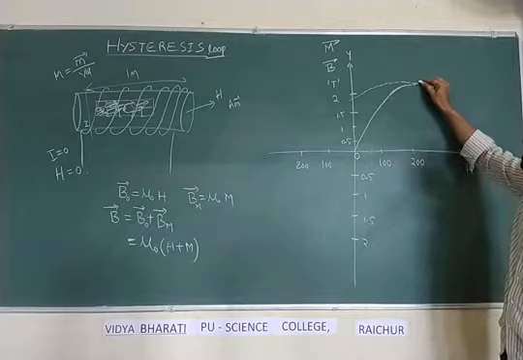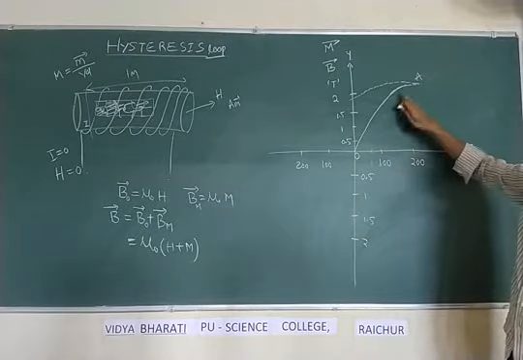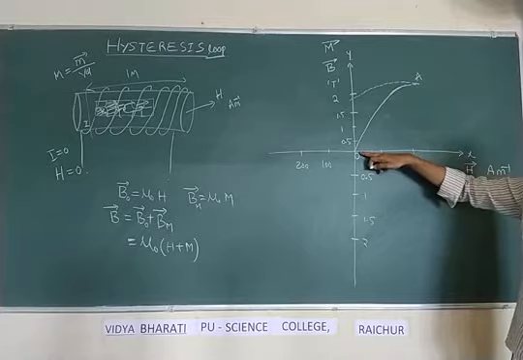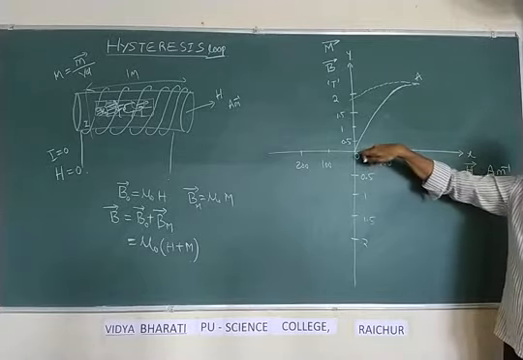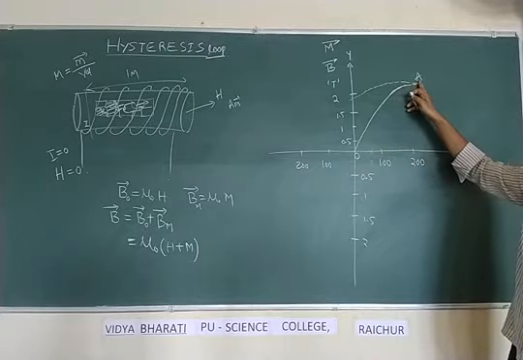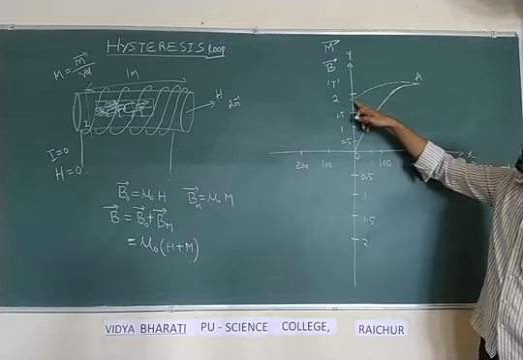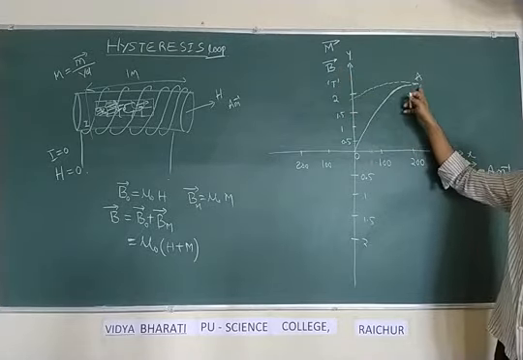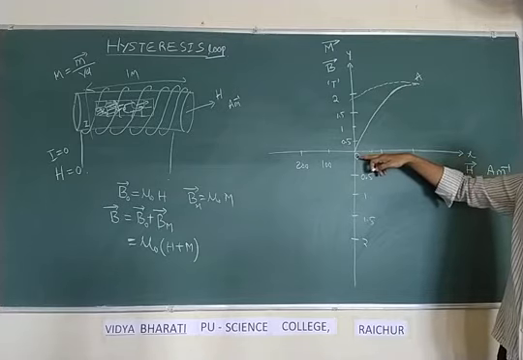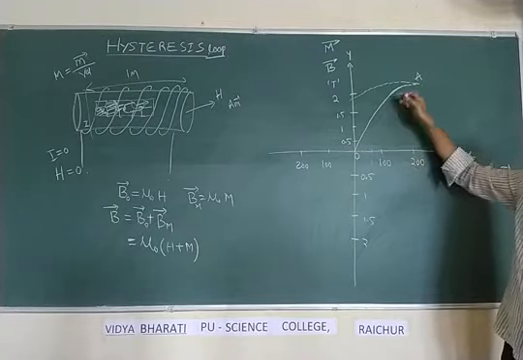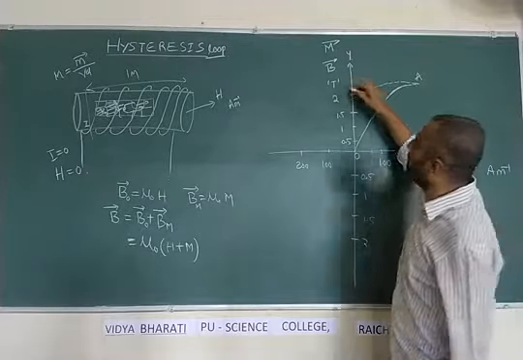Actually, after reaching OA, it should retrace from A to O again on decreasing the magnetizing field intensity. But that is not seen here. It takes its own path. Definitely the B value decreases on decreasing the H, but not in the same way. It increased from O to A, but it does not decrease from A to O. It takes its own path, like AB.